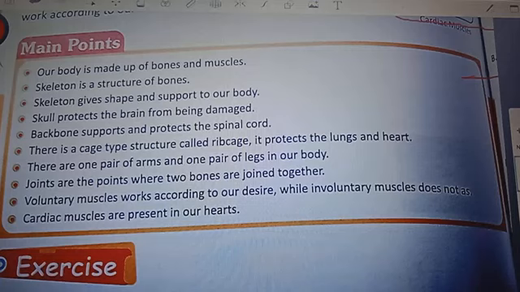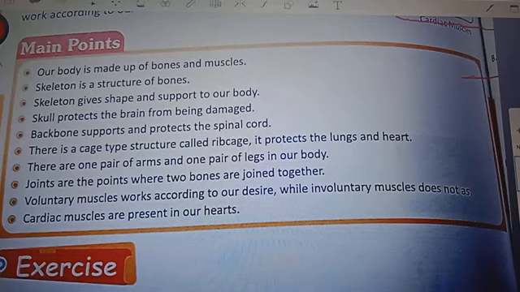Now let's go through the main points we discussed in the chapter. We said that our body is made up of bones and muscles. Skeleton is a structure of bones, and it gives shape and support to our body. Then we spoke about the skull. The skull protects the brain from being damaged.